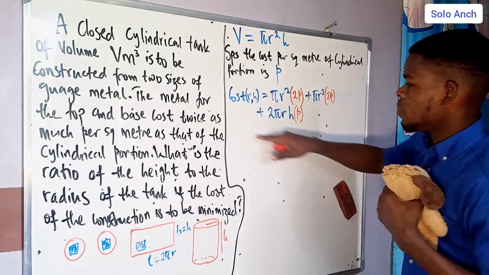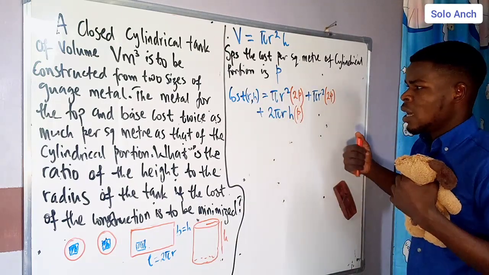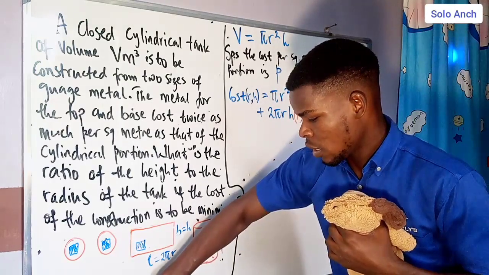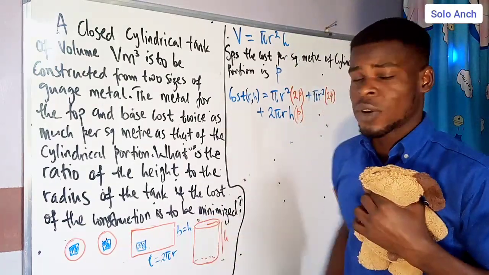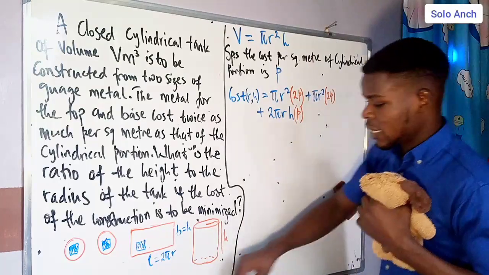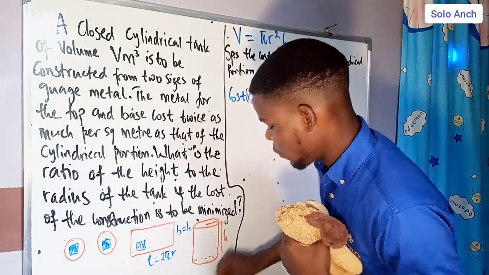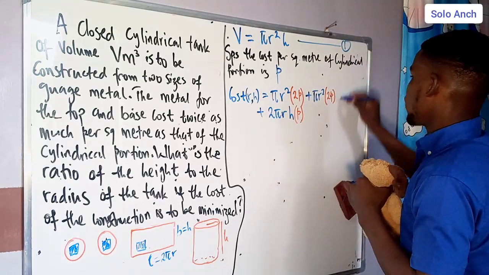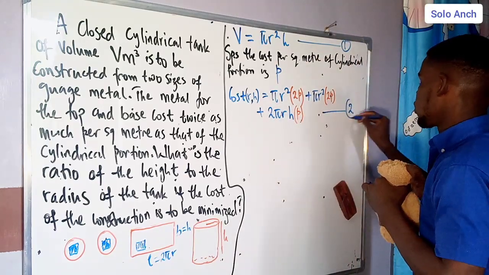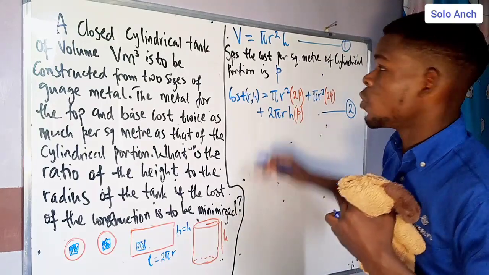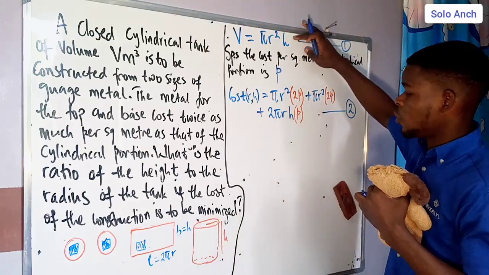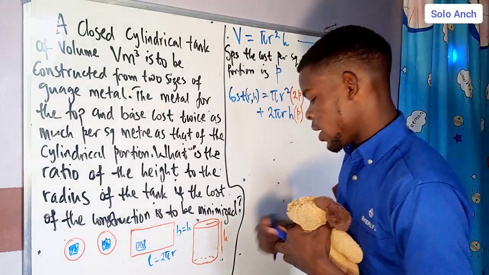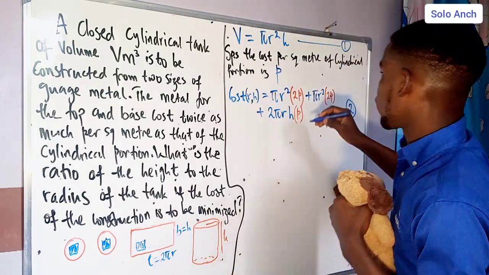Since we want to minimize this, it will be better if we try to get that to depend on just one variable. That can be done because we have two equations. The first one is the equation from the volume, and the second one is the equation from the cost. So what we're going to do is to make one of the variables the subject of the formula from equation 1, and then substitute the value into equation 2. It will be better if we make h the subject of the formula from equation 1.